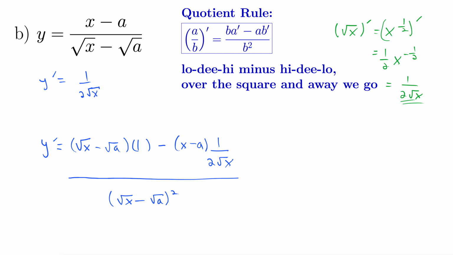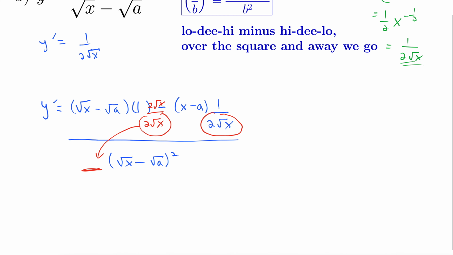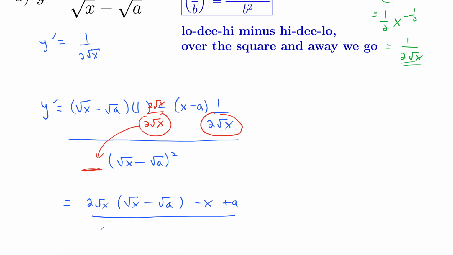Well, now we need a common denominator because we have this 2 rad x to deal with. So I'm going to hit this first term here with a 2 rad x over 2 rad x. Now both these denominators are going to pop down to the main denominator here. So what that gives us is 2 rad x times the quantity rad x minus rad a minus x plus a all over 2 rad x times rad x minus rad a quantity squared.